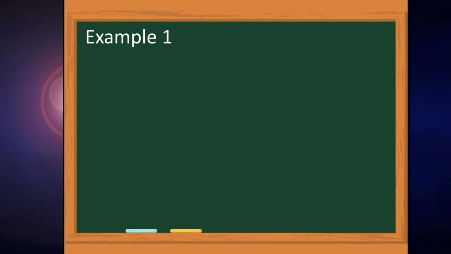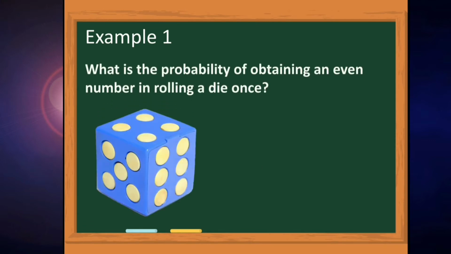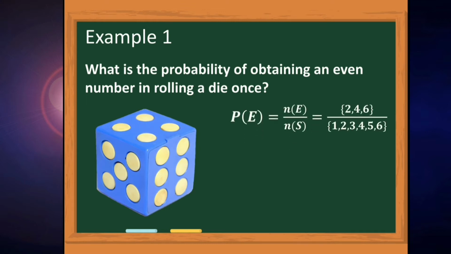Let us have an example. What is the probability of obtaining an even number in rolling a die once? There are 6 numbers in a die. The even numbers are 2, 4, and 6. To answer it, we have 2, 4, and 6, or 3 favorable outcomes, that is divided by the total number of faces of the die, which are 6 numbers.